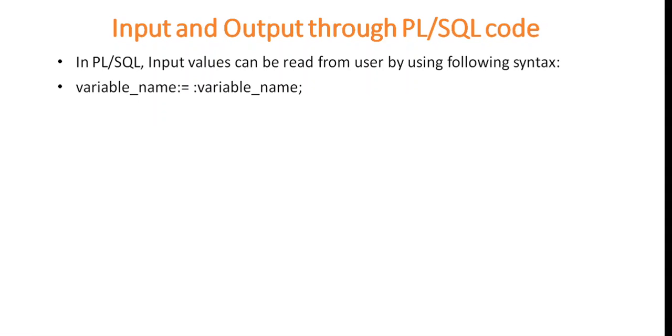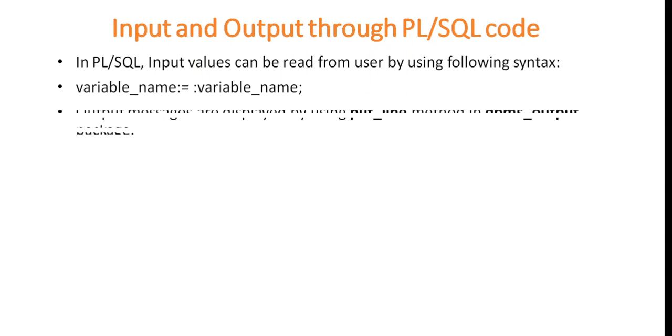So here in this syntax, the variable name is the same. Output messages are displayed by using the putline method in the DBMS_OUTPUT package. In PL/SQL, in Oracle, we have the DBMS_OUTPUT package, in which the definition of the putline method is stored. This package is used to display messages on the output screen, to display user-defined messages, or to display debugging information to the user.